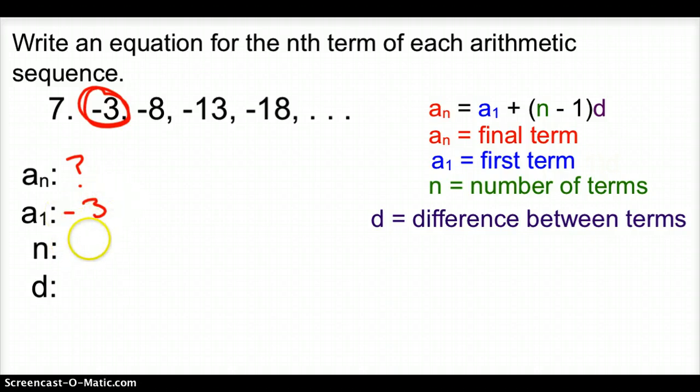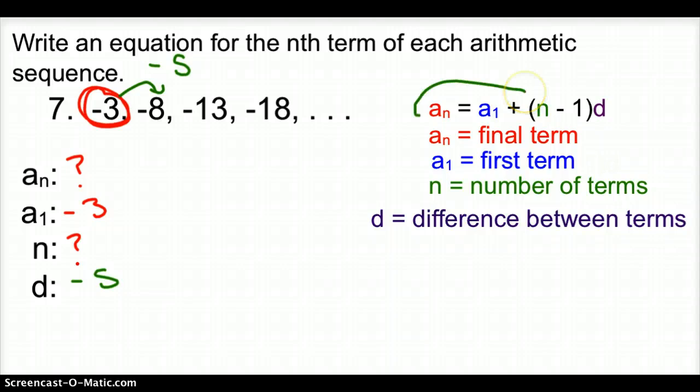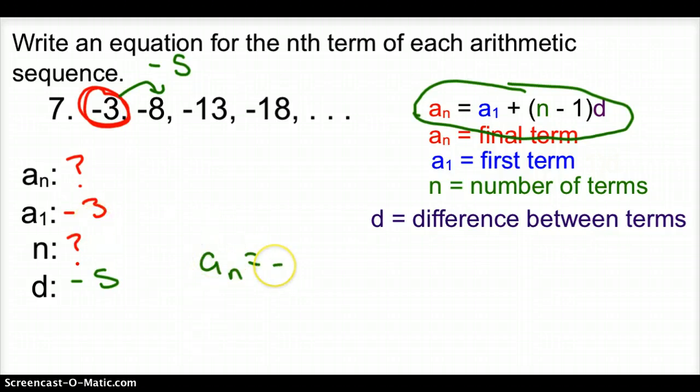How many terms do we have for n? We don't know that either. Do we know the difference? How do we get from one term to the next? How are we going from negative 3 to negative 8? Well, we are subtracting 5, so our difference is negative 5. So now all this stuff that we know, let's plug it in for this equation. A sub n, we just said we don't know. A sub 1 is negative 3 plus, how many terms do we have? We don't know again, minus 1 from our formula and times our difference, negative 5.